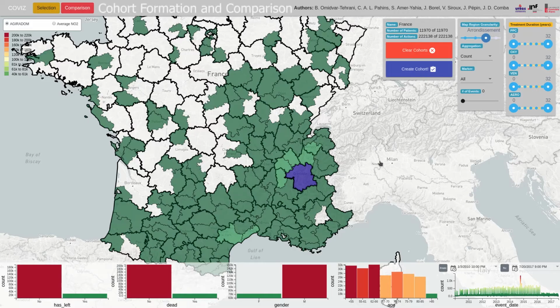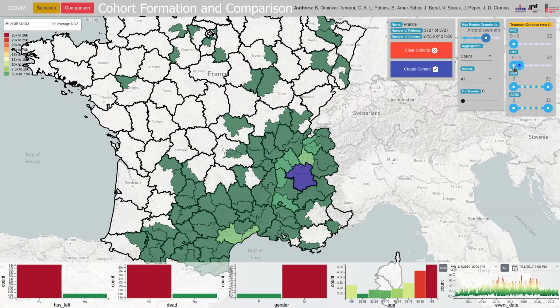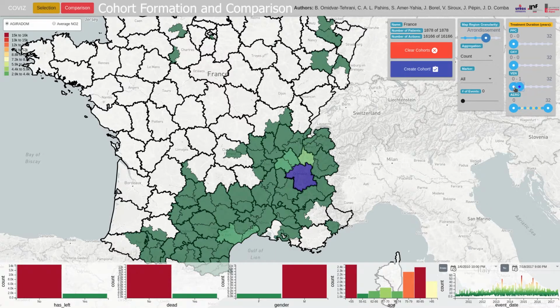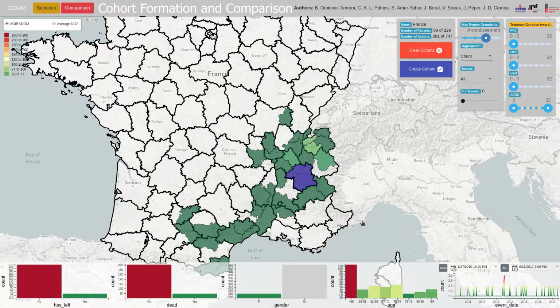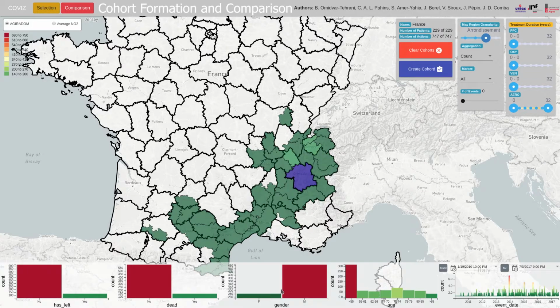We can also conduct cohort comparisons. We want to compare the cohort of females under aerosol therapy treatment in Grenoble with the cohort of males in the same region and being under the same treatment. By selecting the filters in the user interface, we can create any number of cohorts and then perform cohort comparison.